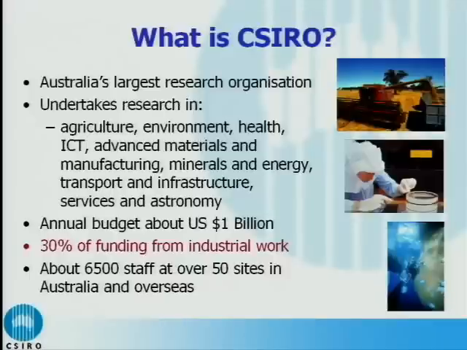It's got an annual budget of about $1 billion US. 70% of that comes from the Australian government, and the other 30% of funding comes from industrial work. So its focus is very much on customers' needs. There are about 6,500 staff at over 50 sites in Australia and overseas. So I guess we're comparable in size to Google, but we're more... Well, no, you're spread out as well, aren't you? Much bigger. Sorry? We're much bigger than that.